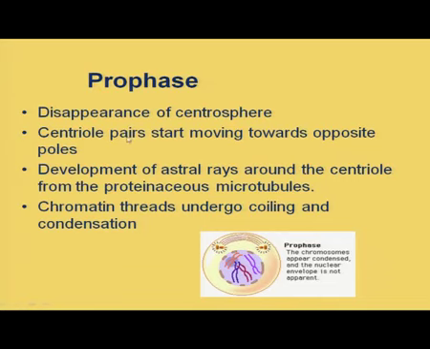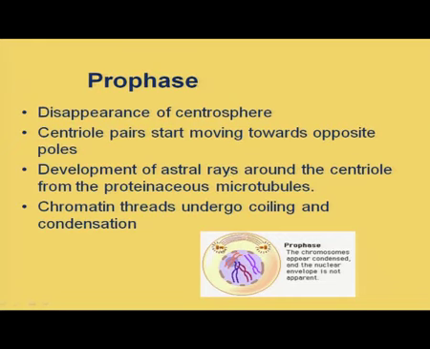Centriole pairs doubled and started moving to opposite poles. You can see very clearly in this diagram the movement of the centrioles. Now, from each of these centrioles you can see some rays, fibers, originating, and we will call these astral rays around the centriole.